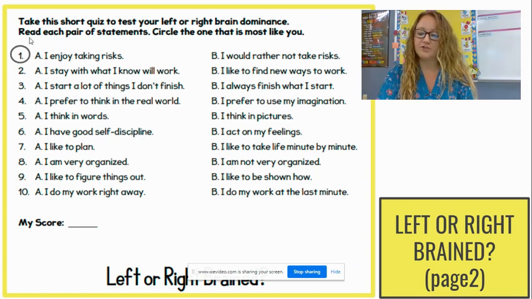So for number 1, if you had answer A, please just put a circle around number 1. For number 3, if you had answer A, please circle number 3. For number 5, if you had answer A, please circle the number 5. Again, if you had B, you just leave it blank. Number 7, if you had A, please circle number 7. Number 9, if you had A for number 9, please circle the number 9.